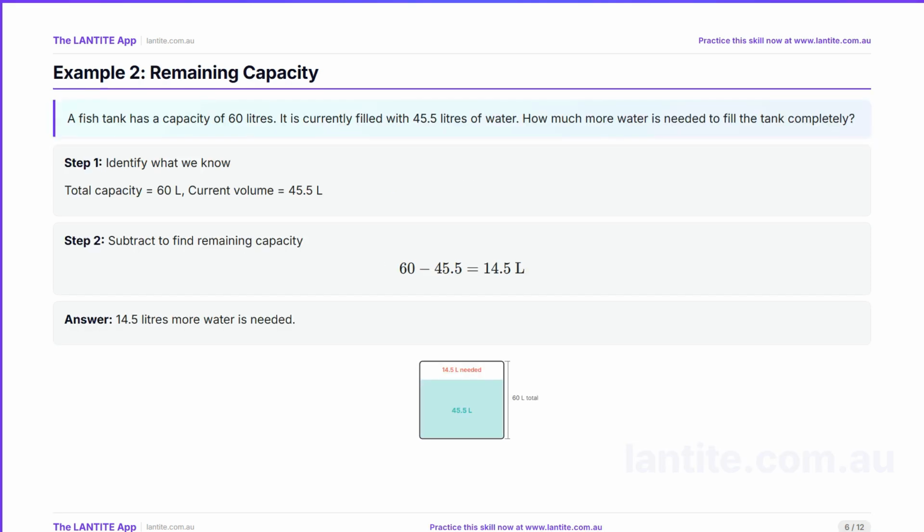Here is a classic remaining capacity problem. A fish tank holds 60 liters and currently contains 45.5 liters. How much more water do we need? This is straightforward subtraction. 60 minus 45.5 equals 14.5 liters. The key is identifying that remaining capacity equals total capacity minus current volume. You will see this pattern in many LANTITE questions: tanks, buckets, swimming pools, and water bottles.